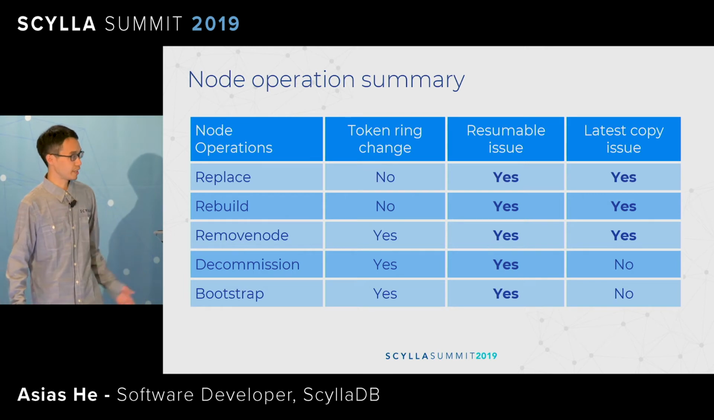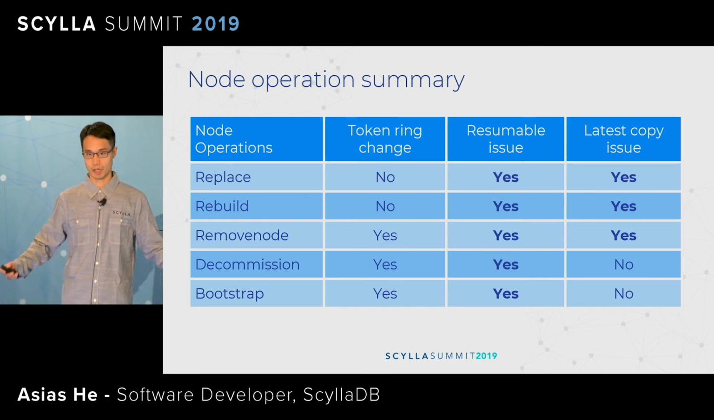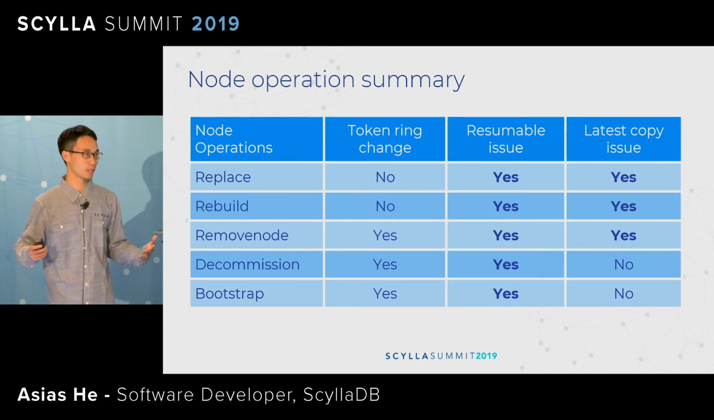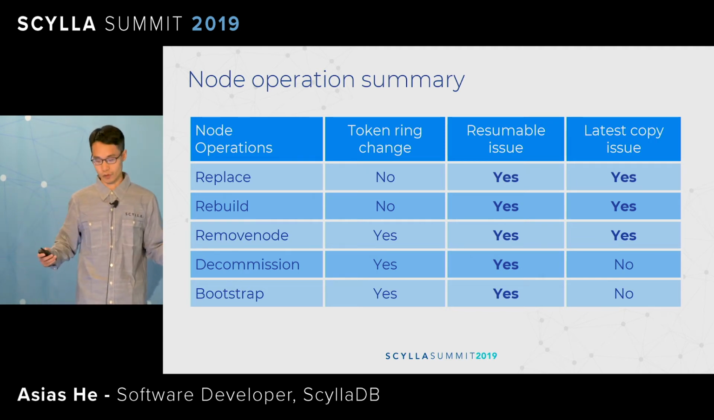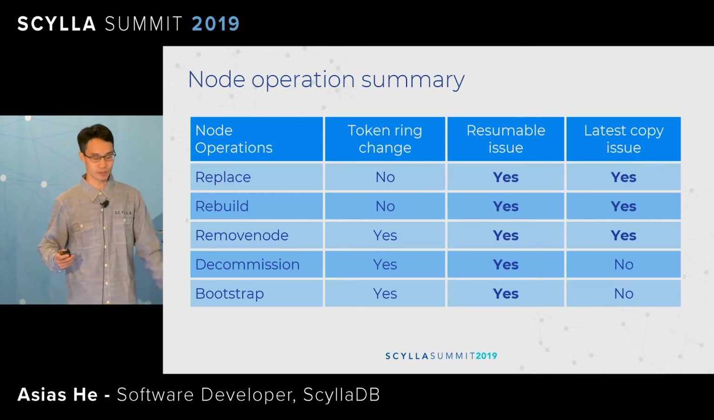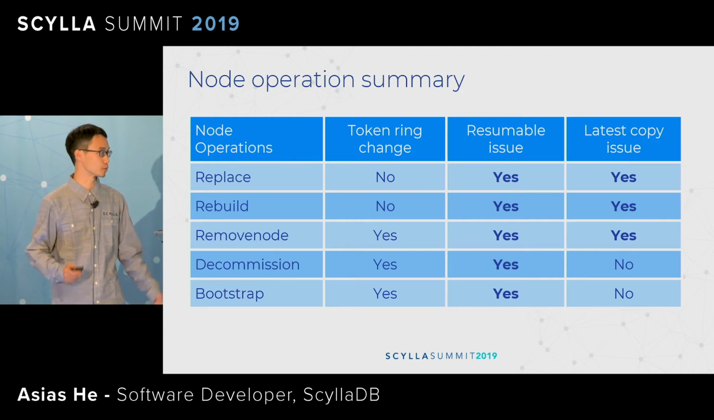So all right, here's a summary of the operations. Basically, all the load operations suffer from the resumable issue, but only replace, rebuild, and remove node suffer from the latest copy issue.